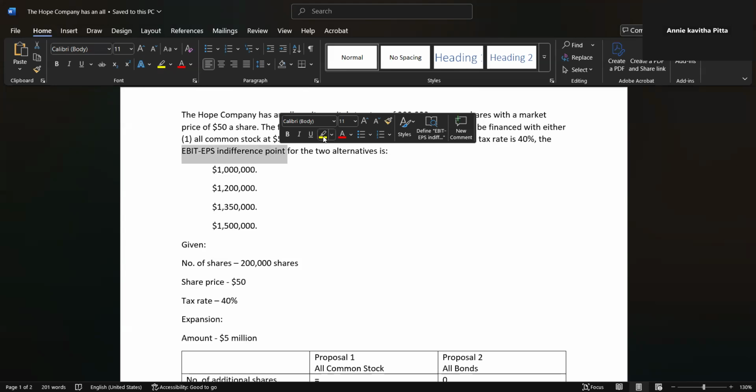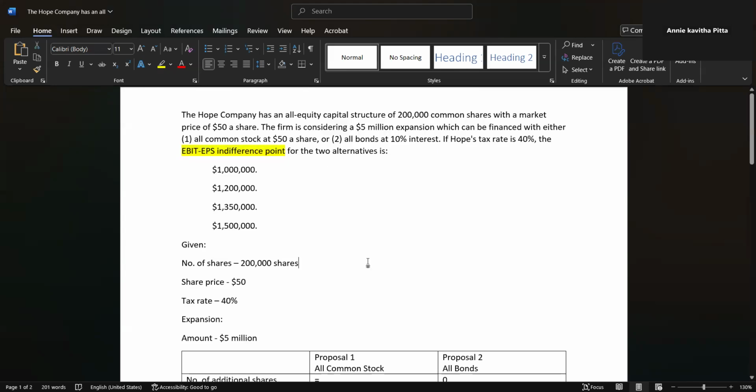That is what we are supposed to find out. Now, when we look into this particular data, we see that the number of shares is 200,000. It's given here, number of common shares at present is 200,000. The price per share is $50. The other detail we have is that Hope's tax rate at present is 40%. That's the present scenario.